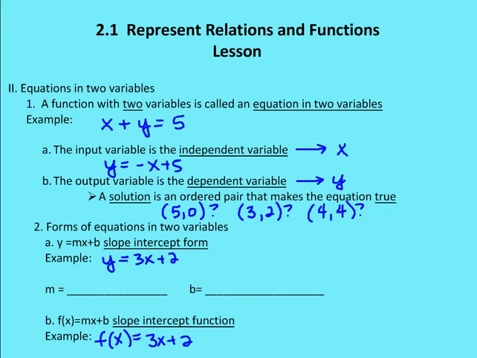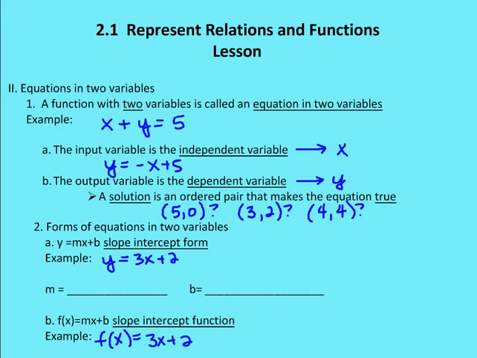If I put in 3 for x, I have negative 3 plus 5 is equal to 2. (3, 2) is an ordered pair that makes the equation true. What about (4, 4)? If I put in 4 for x, I have negative 4 plus 5 leaves me with just plus 1, and that's not equal to 4. So (4, 4) is not a solution.